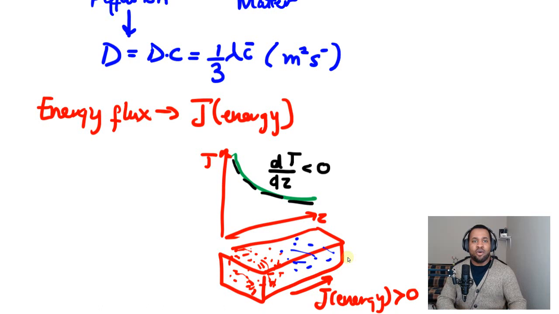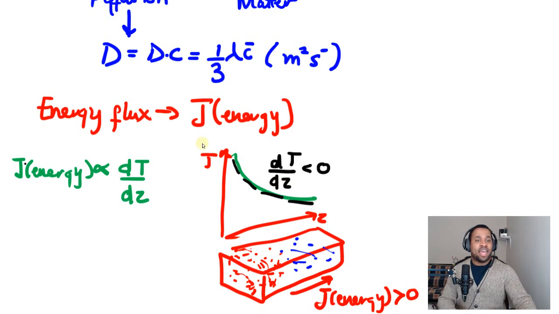Therefore we can conclude that, take note, the energy flux increases as the first derivative of our temperature increases. So the first derivative is directly proportional to the energy flux, and we can build on this relationship between the temperature gradient and the energy flux by introducing a constant.